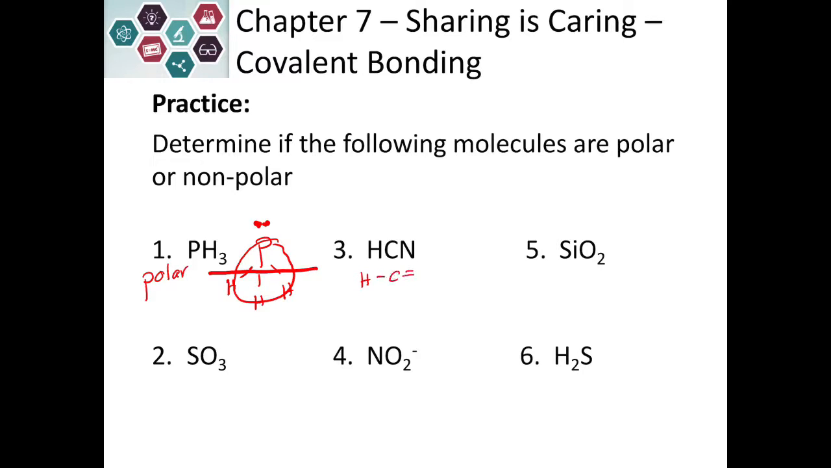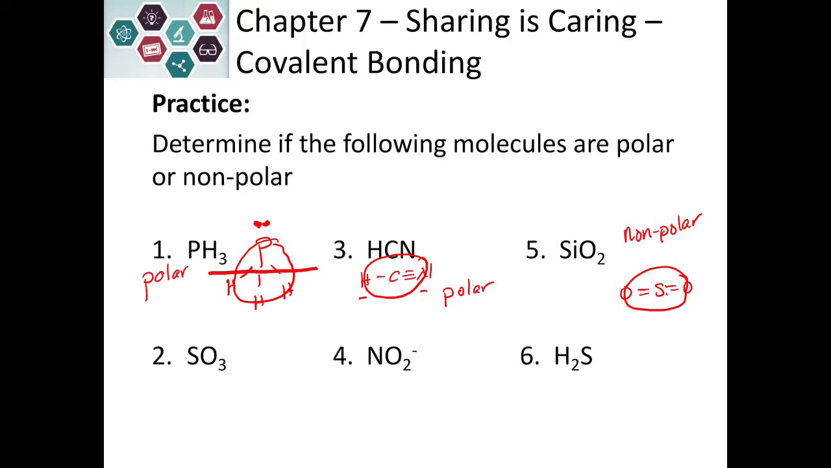HCN was linear. So here our ends are different. So hydrogen is different than nitrogen. So again, this is going to be polar. SiO2 was linear. This time the ends of our linear molecule are the same, so it's symmetrical, so this is nonpolar.